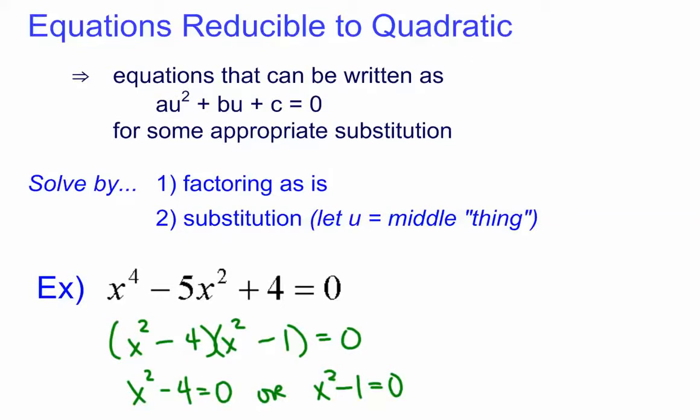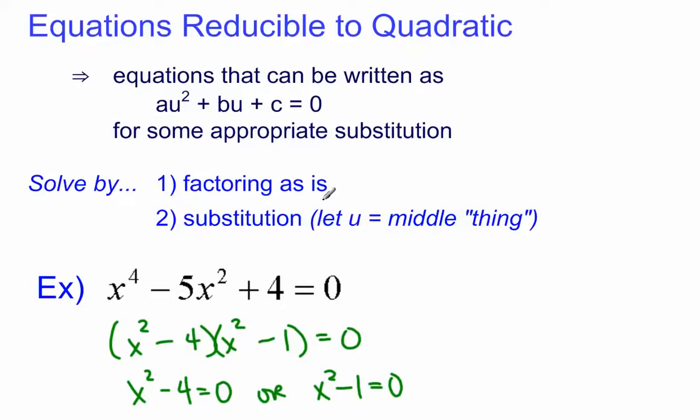I want to take a look at equations that are reducible to quadratic form. Sometimes they're referred to as quadratic type equations. They're pretty much usually going to have three terms in them, and they can be written as au squared plus bu plus c if we appropriately substitute something in the equation. We're going to solve these basically in two ways.